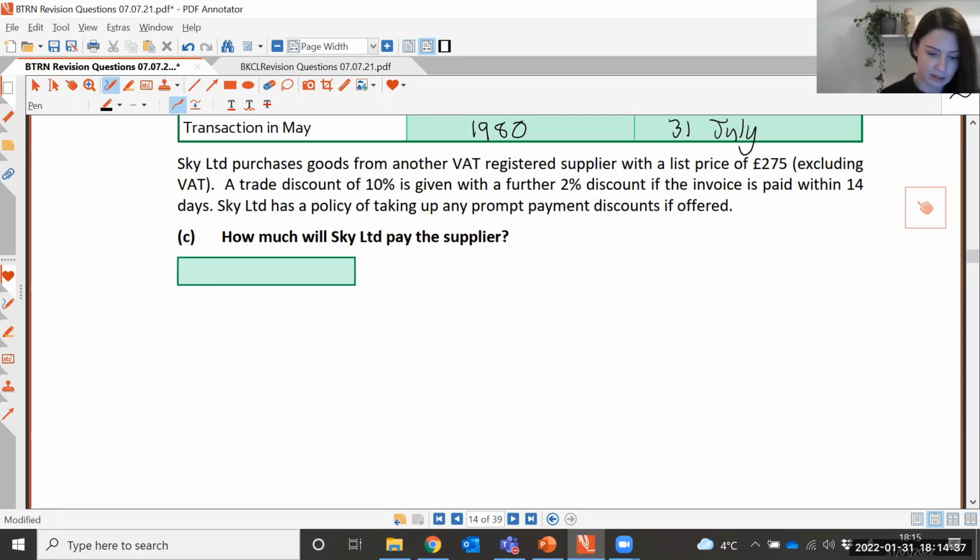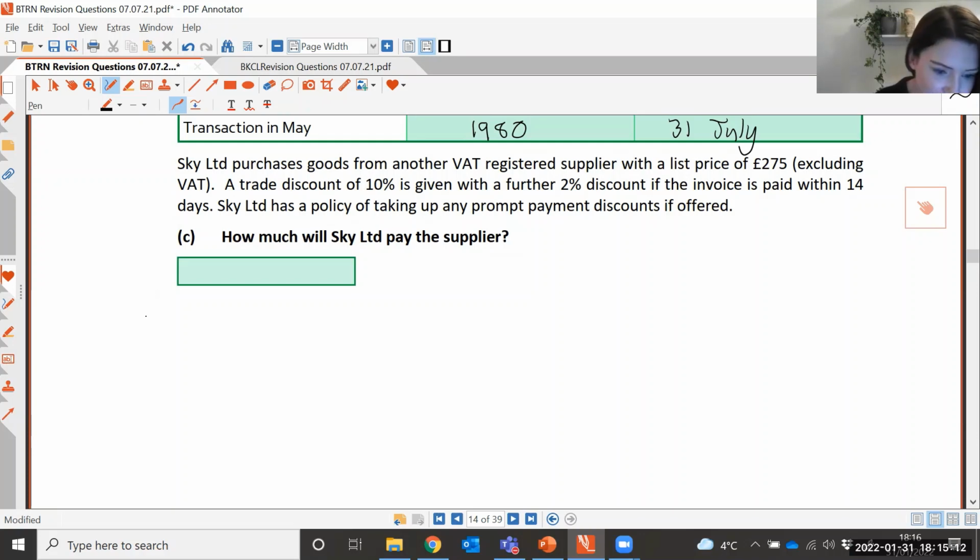Nearly. Anyone else got a figure? Oh, okay, you're doing it step by step. Okay, so first of all, remember trade discount, yeah, that's it. That's right. So trade discount is a definite discount. Trade discount or bulk discount can always be deducted from the net value of the goods.